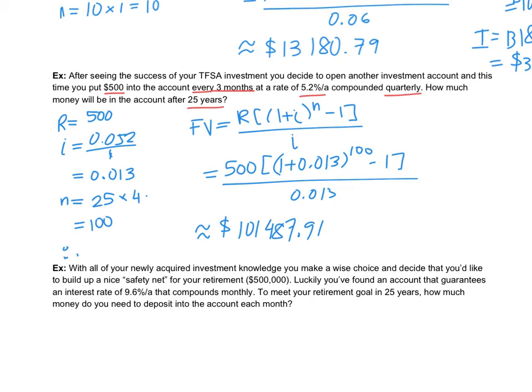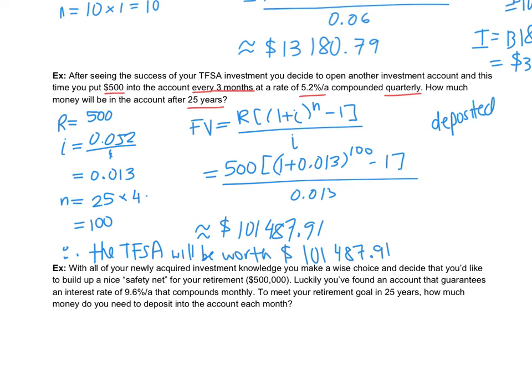I think I can fit it this time. Therefore, the tax-free savings account will be worth $101,487.91. And if I wanted to calculate the interest earned, first I'll figure out how much was deposited. So $500. And how many deposits did we have? 100, because it was 25 years, 4 times a year. So that means I deposited, or whoever this was, deposited $50,000.